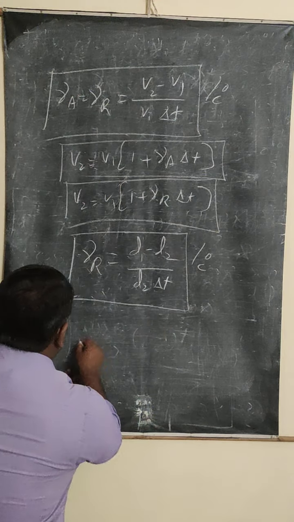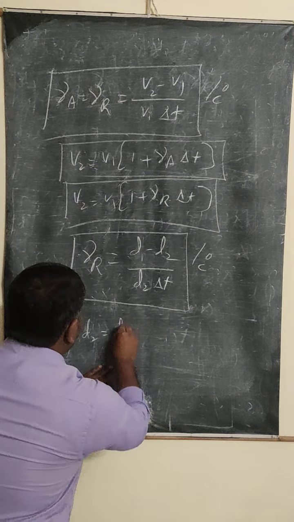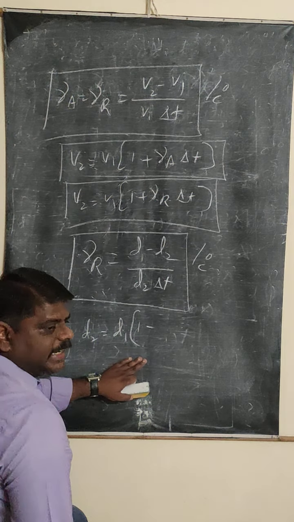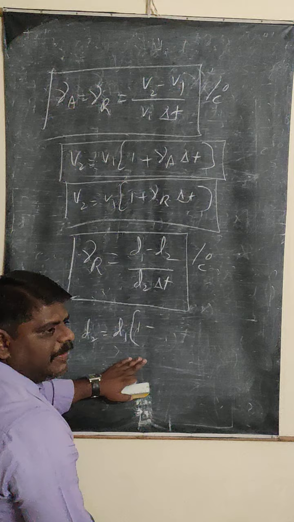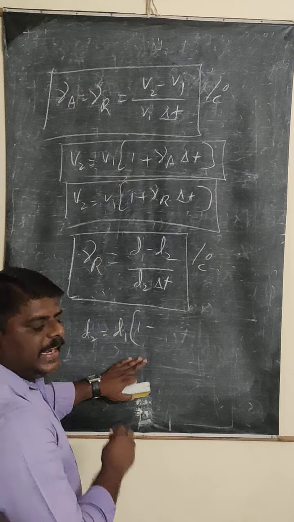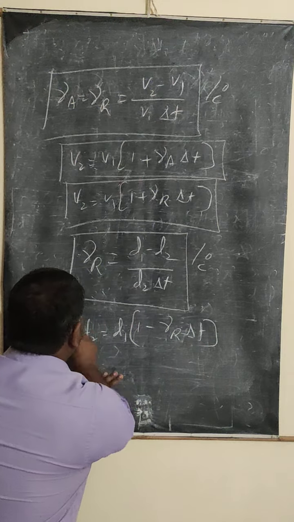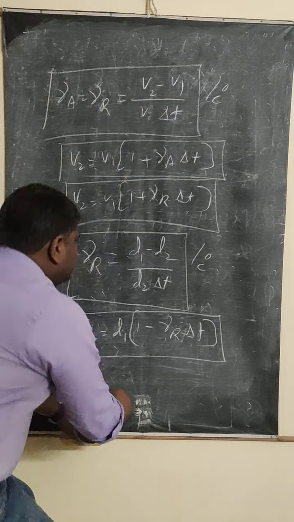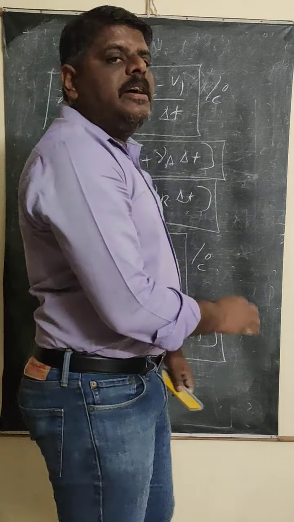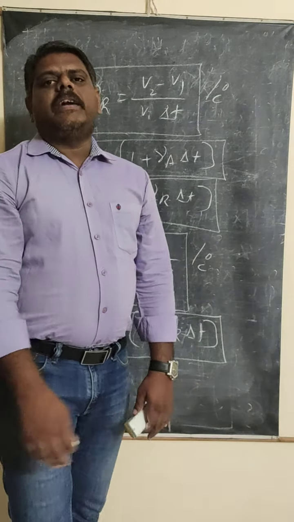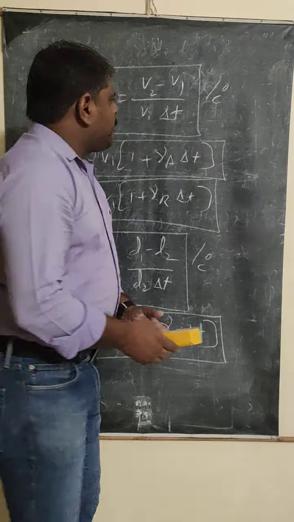D2 is equal to D1 into (1 minus gamma R into delta T). Because the final density decreases, that's why you are taking minus, and you have to use the real expansion, so gamma R into delta T. This is the formula to find out the final density. These are the concepts we discussed in the last class, and the formulas are very important to solve the problems.